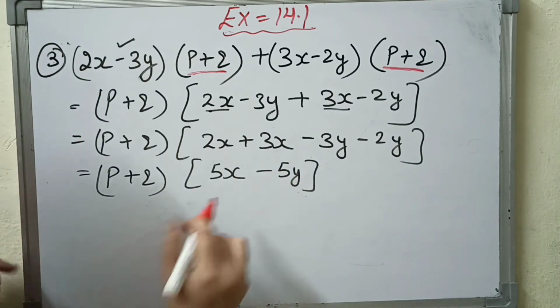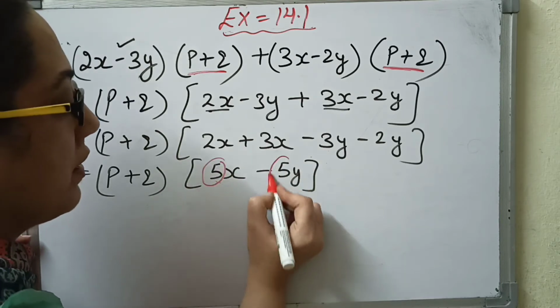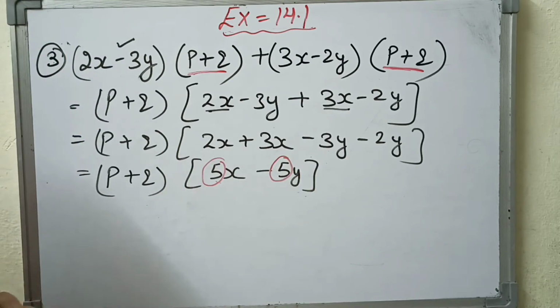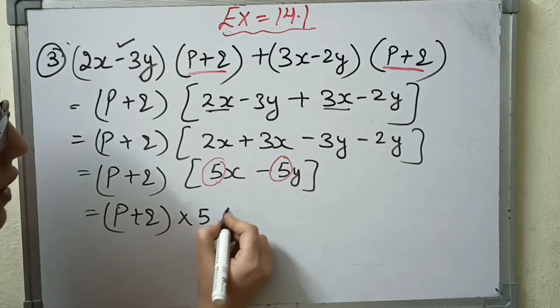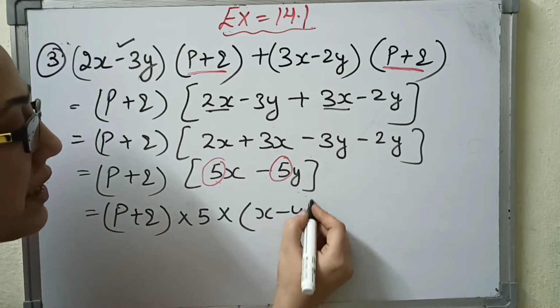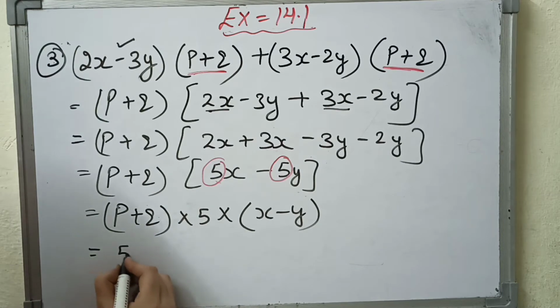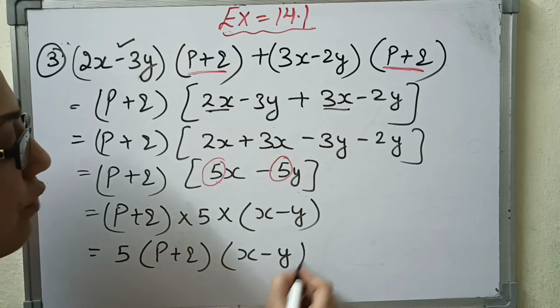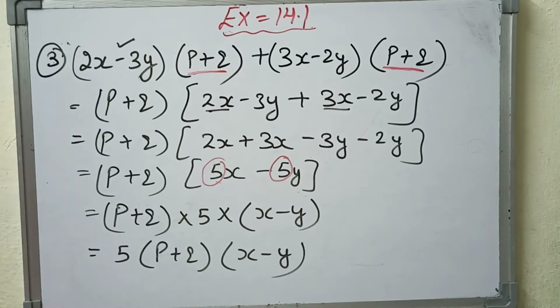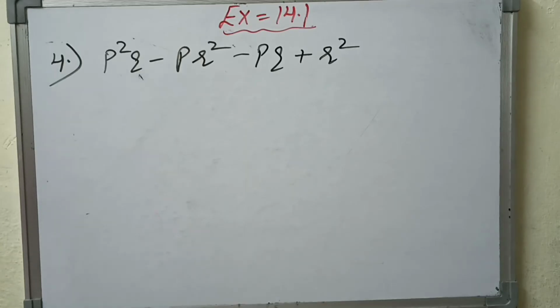Again in these two terms 5 is common. So I take 5 outside the bracket. It becomes p plus q into 5 into x minus y, which can be written as 5 into p plus q into x minus y, which is the factor form of the given expression.